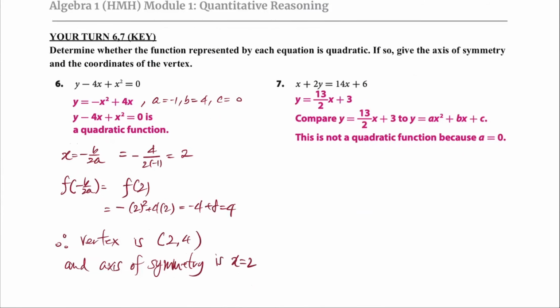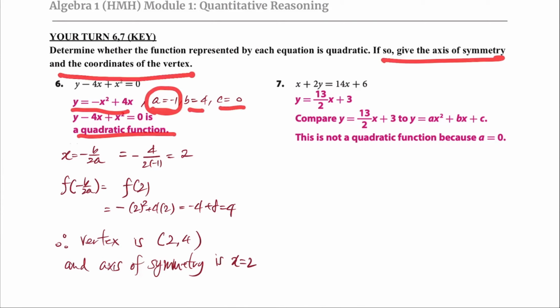Number 7, as it turns out, because when you solve for y over here, had no x squared term, which means that a is equal to 0, right? So this is not a quadratic function because a is equal to 0. In the second one, we solve for y, and this is the equation I get, and a turns out to be -1, b is 4, and c is equal to 0. And it is a quadratic function because a is not equal to 0, but we also have to find the axis of symmetry and coordinate of the vertex, right?